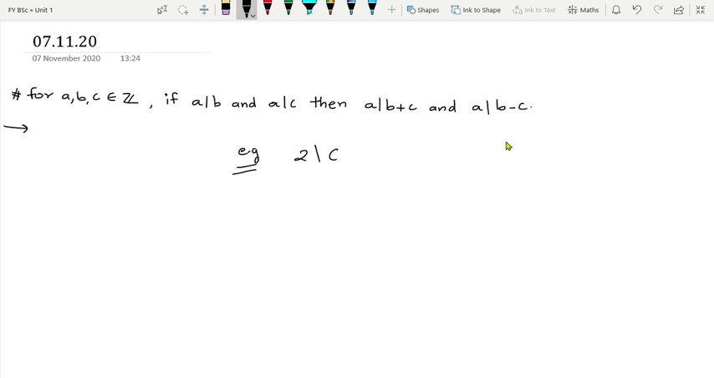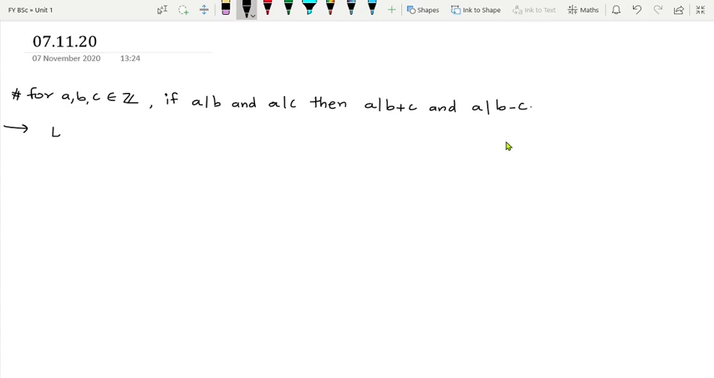2 divides 6, and 2 divides 10. So 2 is also going to divide the addition of 6 and 10, that is 16, isn't it? And 2 will also divide their subtraction, 6 minus 10 or 10 minus 6, whatever. You can see 2 is dividing 4 also. So this is the meaning of this property, and the property is very interesting and useful in proving many theorems.